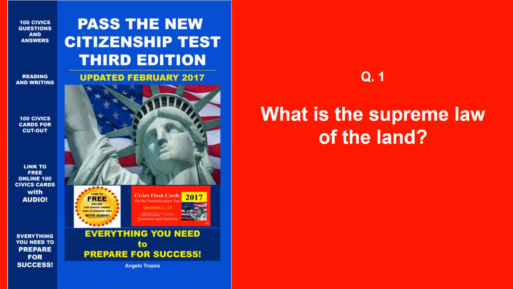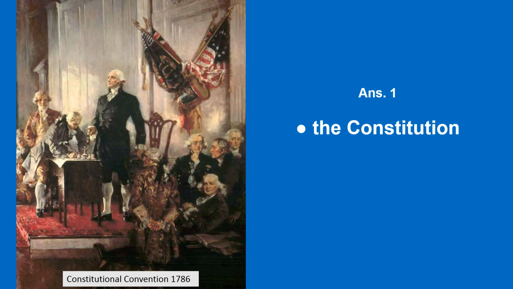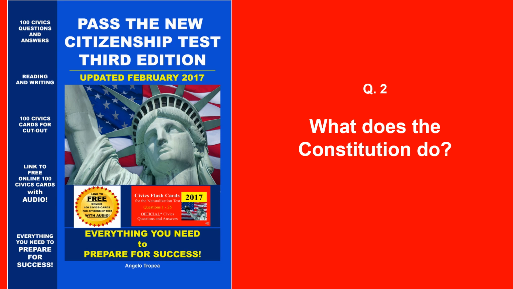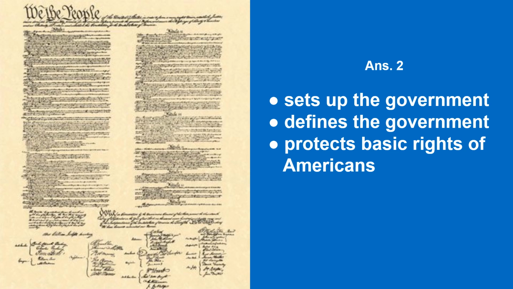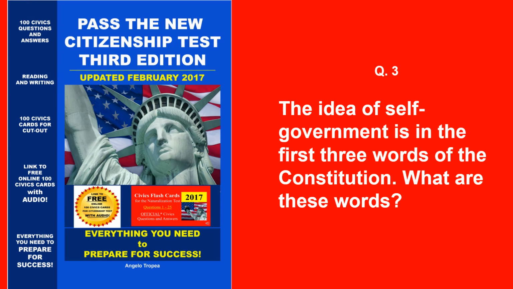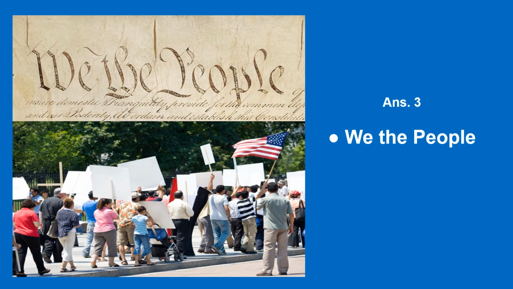What is the supreme law of the land? The Constitution. What does the Constitution do? Sets up the government, defines the government, protects basic rights of Americans. The idea of self-government is in the first 3 words of the Constitution. What are these words? We, the people.